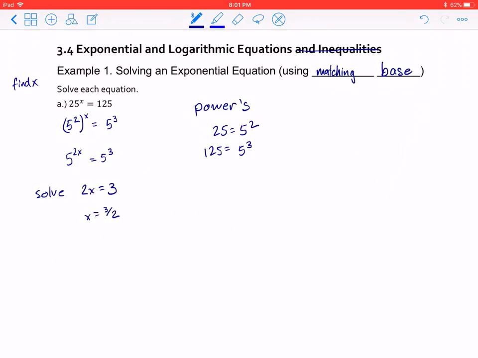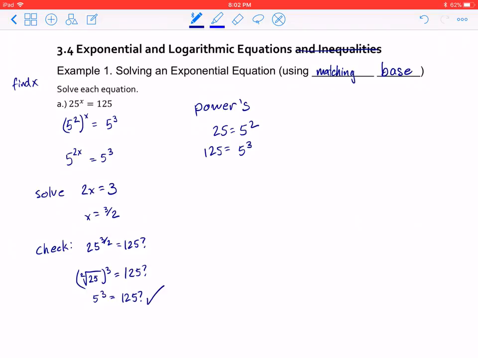And again, you may want to check this. Just to make sure this makes sense: if I did 25 to the 3 halves, is that equal to 125? What this exponent is really saying is, on the left-hand side, go ahead and take the square root of 25, hence the 2 in the denominator, and then cube that. Is that equal to 125? Well, yeah, because 5 cubed is 125.